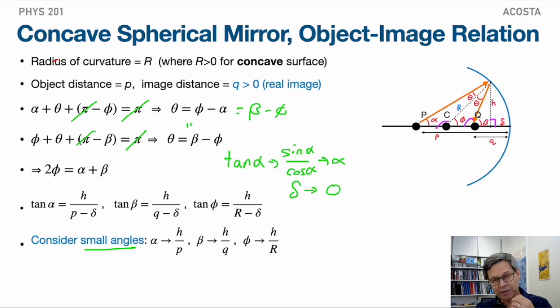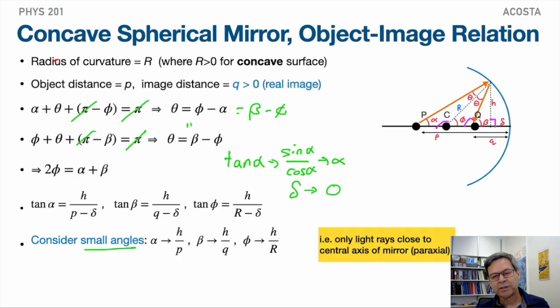So I have these relationships here. And this all happens in the small angle approximation, which means the angles have to be small. So only light rays close to the central axis of the mirror. And those are known as paraxial rays, or paraxial light rays. So although I've exaggerated the angles in this diagram, they're going to be very small along the axis. So we're only talking about reflections very close here, near the vertex of the mirror.